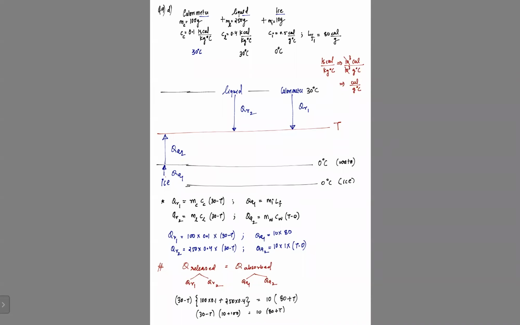So if this is clear to you, please tell me. Sir, how did 80 calories come in the latent heat of fusion? Beta, this is a standard value that you need to use always, forever. Okay sir. It's a standard value that you'll have to always use.